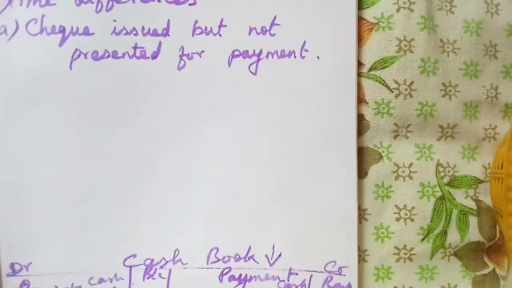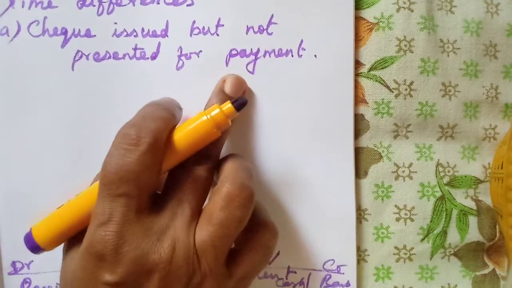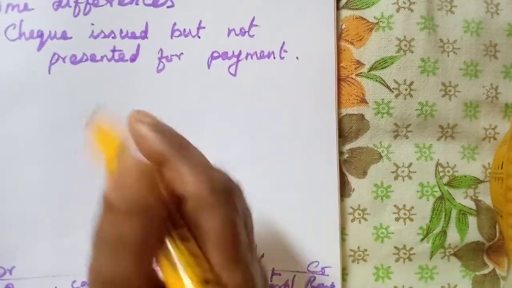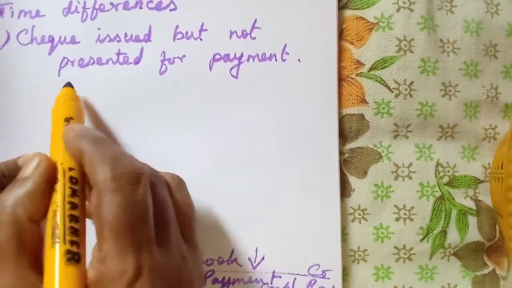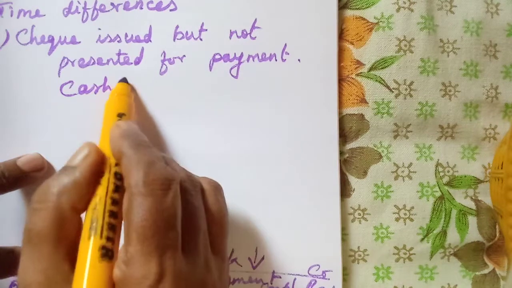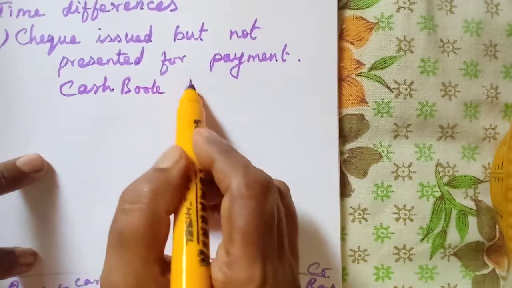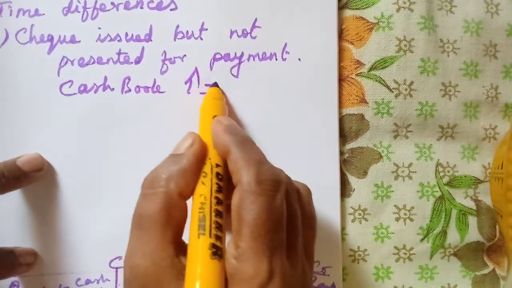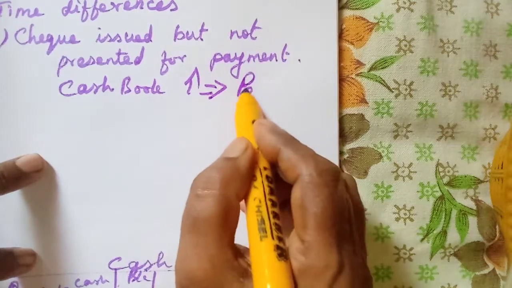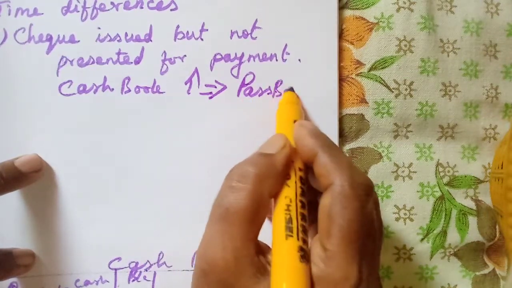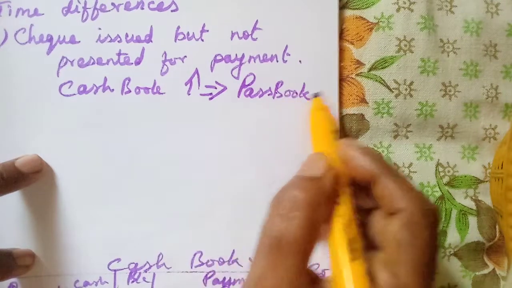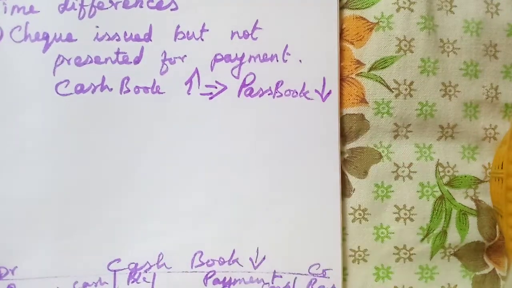Understand? So, check issued but not presented for payment, you can conclude that the cash book shows more balance. Cash book shows more balance, but the passbook or the bank statement, passbook and bank statement are the same, will show the less balance.